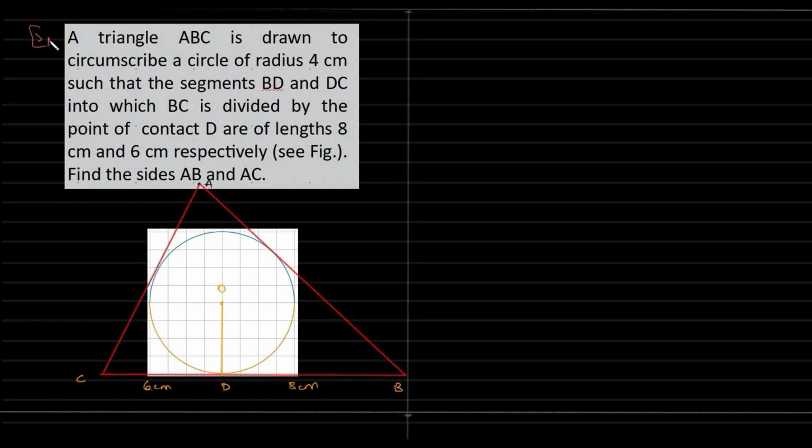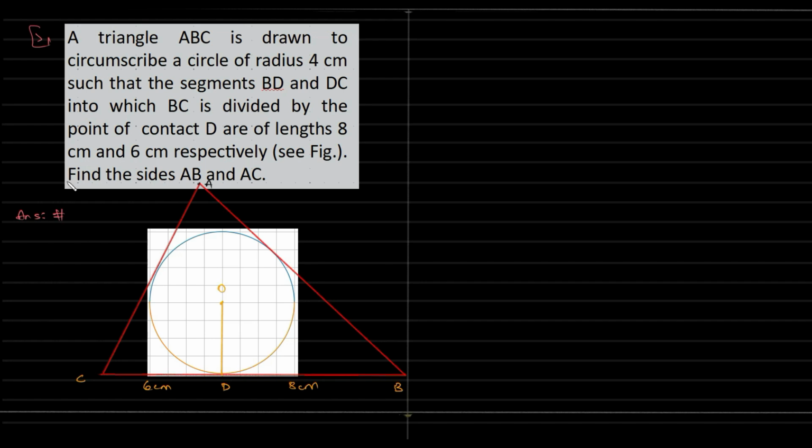A triangle ABC is drawn to circumscribe a circle of radius 4 centimeter such that the segments BD and DC, into which BC is divided by the point of contact D, are of length 8 centimeter and 6 centimeter respectively. Find AB and AC length. Okay, so we need to make use of this diagram obviously.